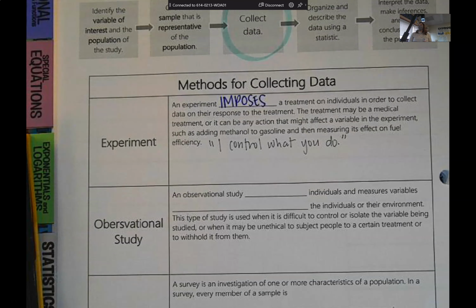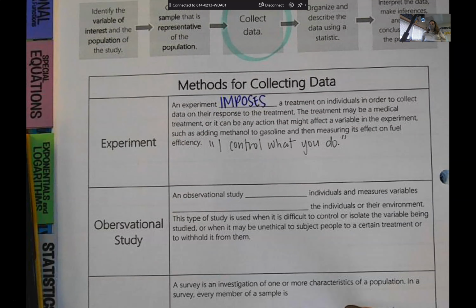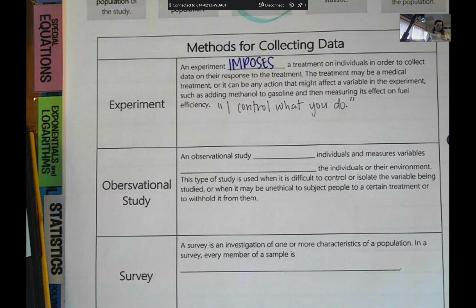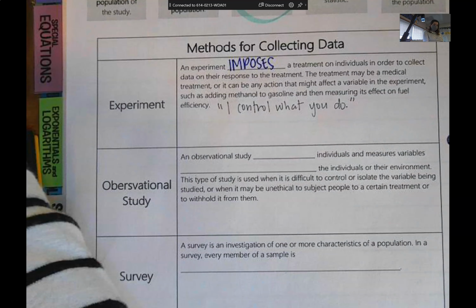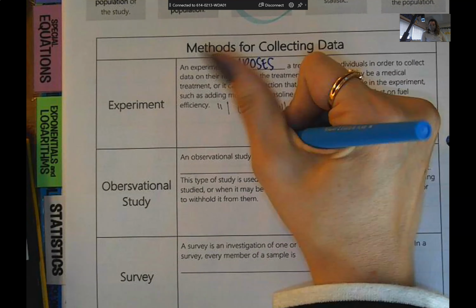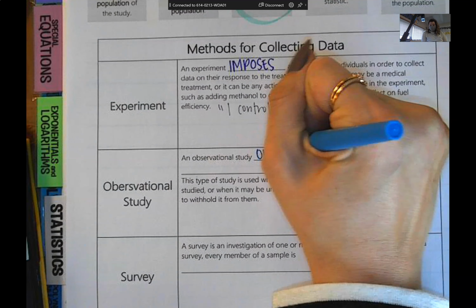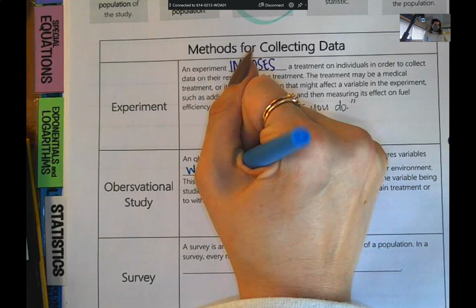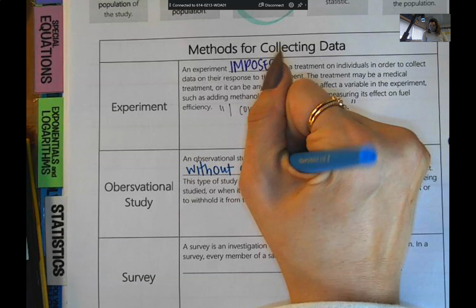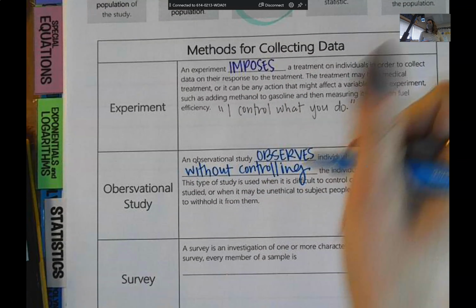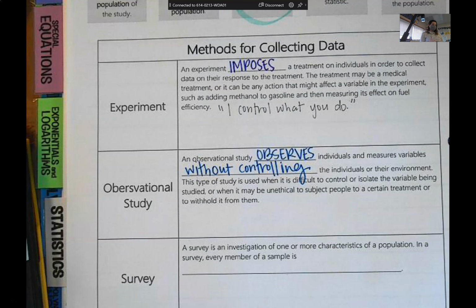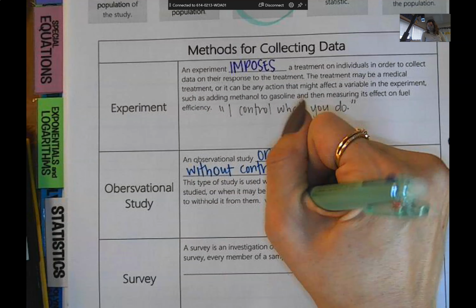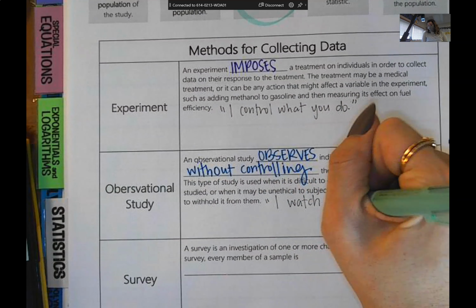Now that's almost the complete opposite of what the next method is, which is an observational study. An observational study observes without controlling. So if I'm in charge of this observational study, I watch what you do.